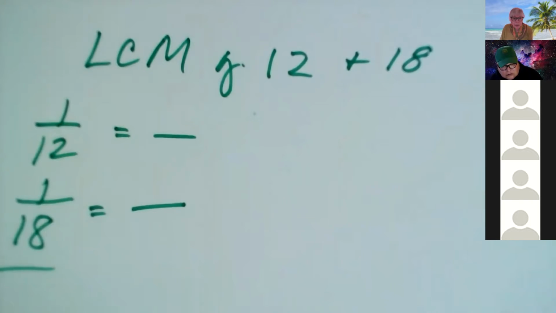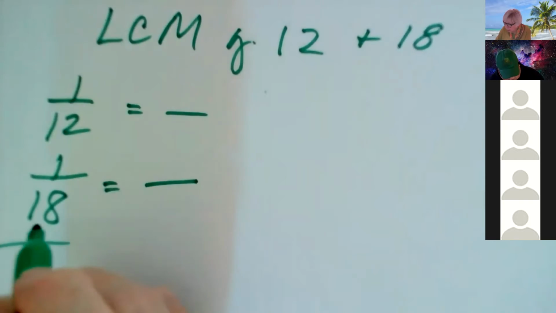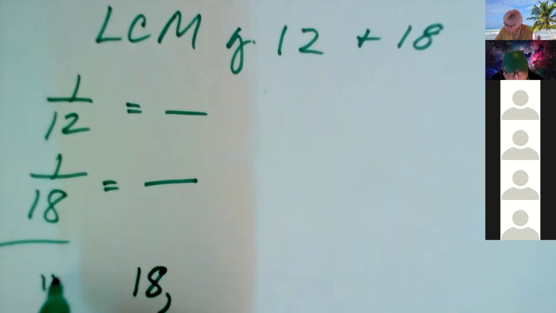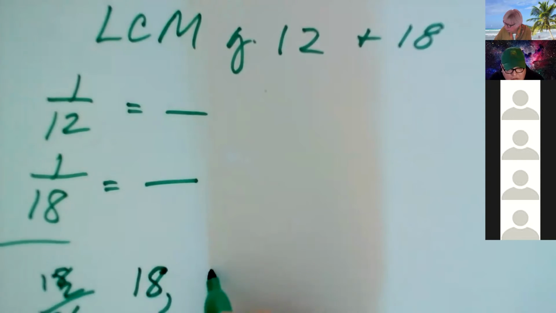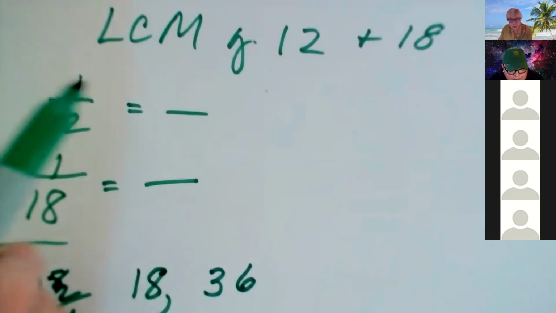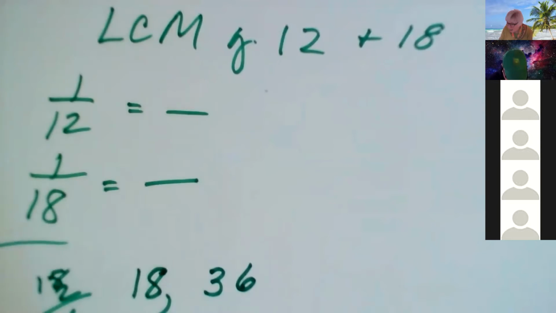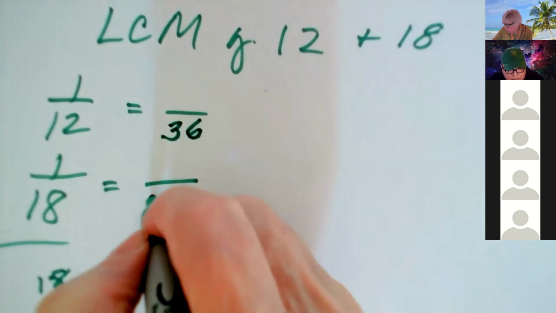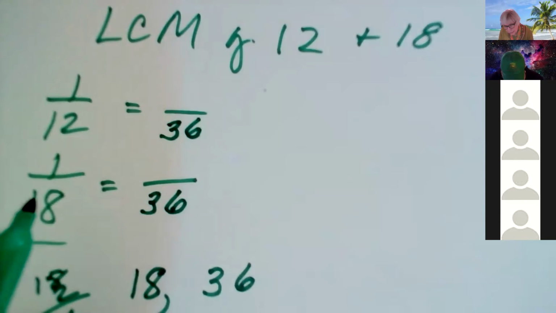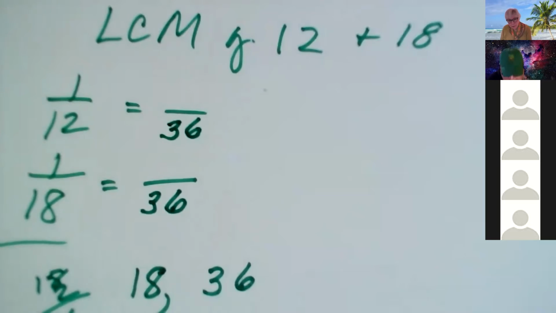Okay. So I've got two ways to do it. I'm going to start with the 18. If you can do multiples of 18, 18 times 2, anybody know that? 18 times 2? 36. Well, does 12 go into 36? Yes. It does. So this may short circuit some of your work. Okay? Yeah. This may have done it.